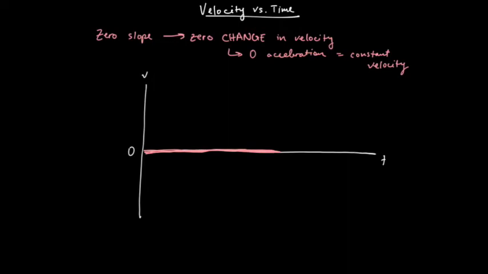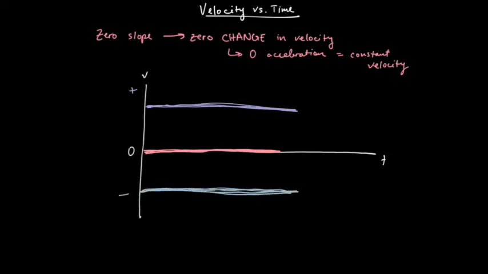So zero slope here means zero change in velocity, but this can mean two things: constant velocity or at rest. And here we're going to represent three of them. The one at rest is on the zero line, positive constant velocity is above the zero line, and negative constant velocity is below the zero line. So this just indicates direction of motion.